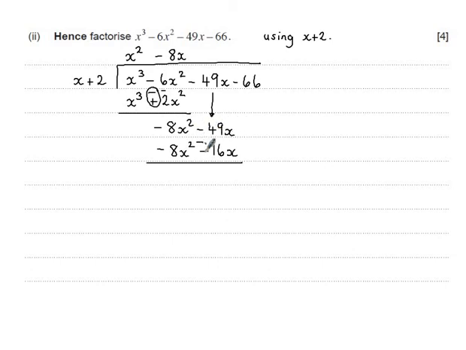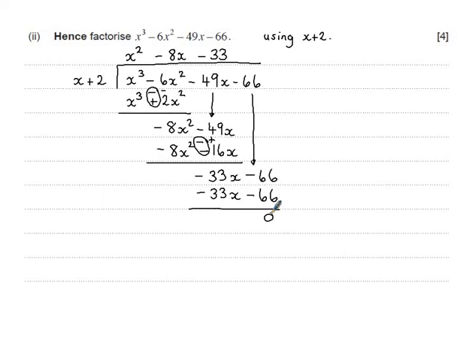So minus 49x, subtract minus 16x. So you're adding 16x onto minus 49x. It gives you minus 33x. Bring that minus 66 down. And last part, so minus 33x divided by x gives you minus 33, and times out, so minus 33 times x gives you minus 33x, and minus 33 times 2 gives you minus 66. And notice these lines are identical, so they subtract to give 0.